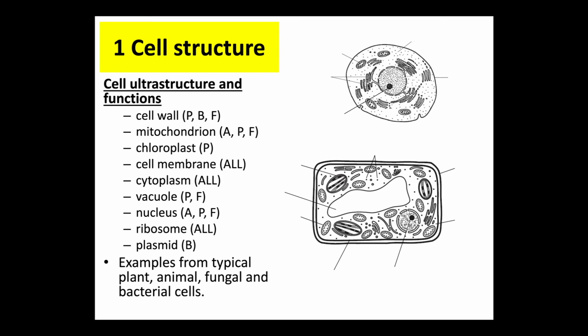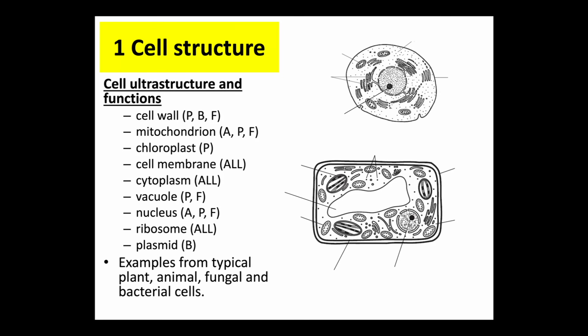So the cell structures that you need to know about are the cell wall, the mitochondrion, the chloroplast, the cell membrane, the cytoplasm, the vacuole, the nucleus, the ribosome, and the plasmid. Now, not only do you need to know the names, you have to be able to recognize them in a diagram of a cell. You have to be able to label them. You also need to be able to state their function. And finally, you have to be able to state which cells you would find those structures within.